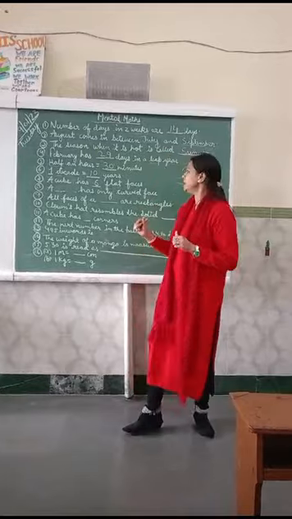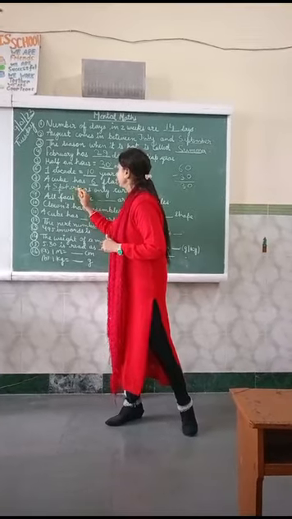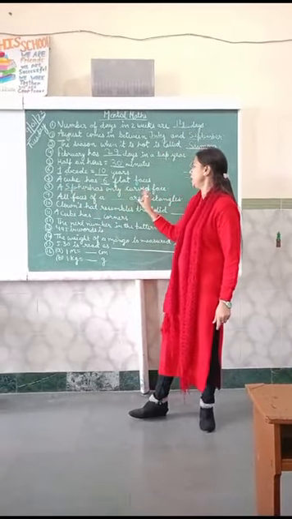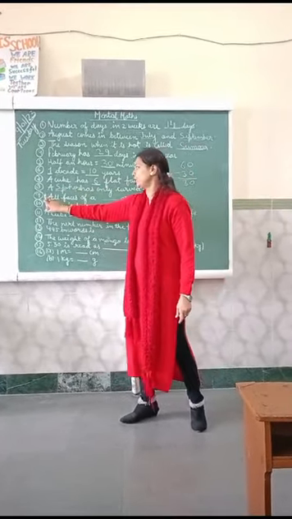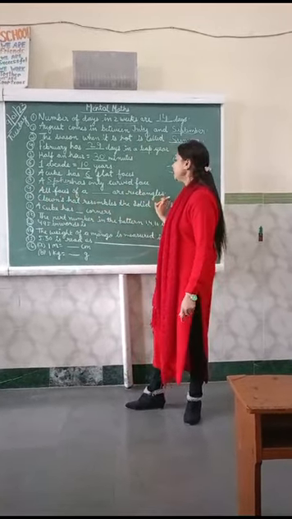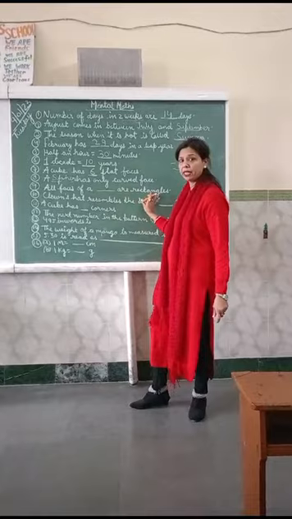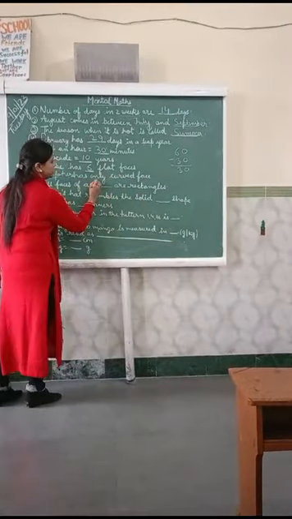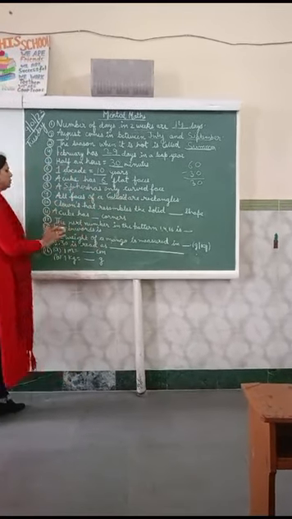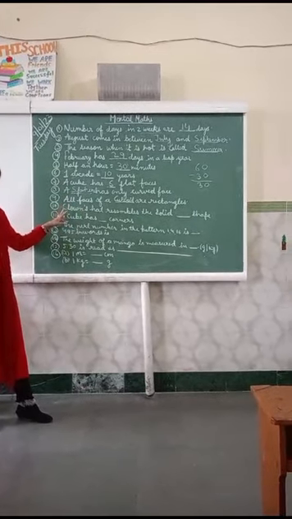Number 8, blank has only a curved face. So, how many shapes do you know? Cone, sphere, cylinder, rectangle, cube. So, in all these shapes, which one has a curved face? Only one, that is sphere. S-P-H-E-R-E. A sphere has only a curved face.